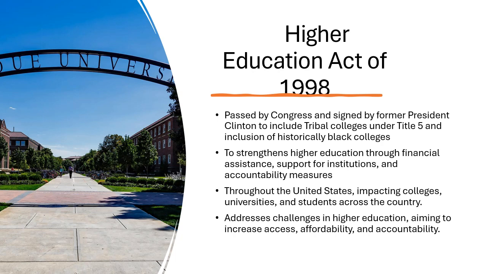With the Higher Education Act of 1998, this was passed by Congress and also signed by former President Bill Clinton. And the goal was to include tribal colleges under Title V and make sure they were included along with the historically black colleges. This act was meant to strengthen higher education through financial assistance, support for institutions, and accountability measures. This impacted colleges and universities and students across the country as it addressed challenges in higher education, aiming for more access, affordability, and accountability within the higher education system.